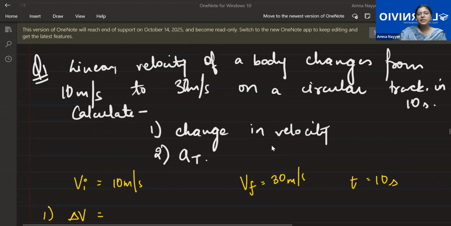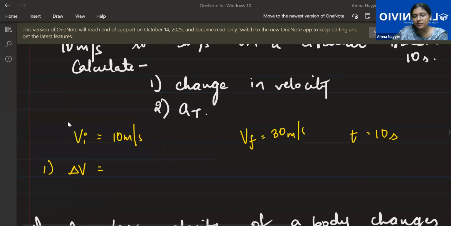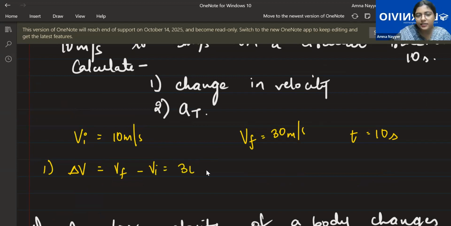Answer to the first part, that is the change in velocity. Yes, Ikra, what's your answer? You don't even have to apply any physics in this. Yes, final minus initial. Now your voice is coming. So final minus initial means how much is it? 20. 30 minus 10, that is 20. Yes, very good. V final minus V initial is 30 minus 10, which is equal to 20 meter per second. That is the change in velocity.